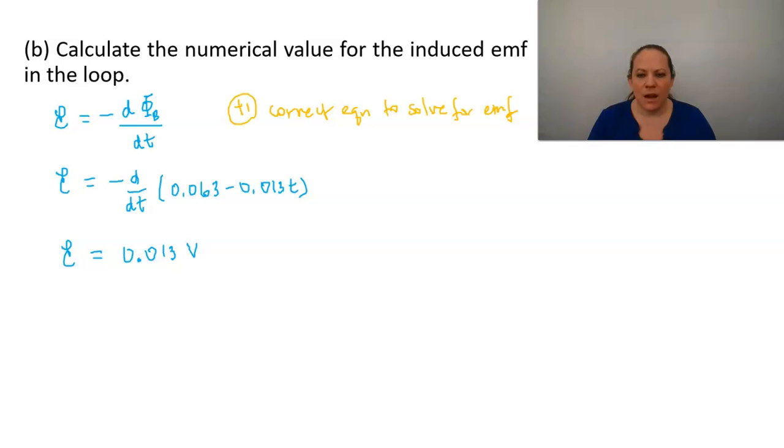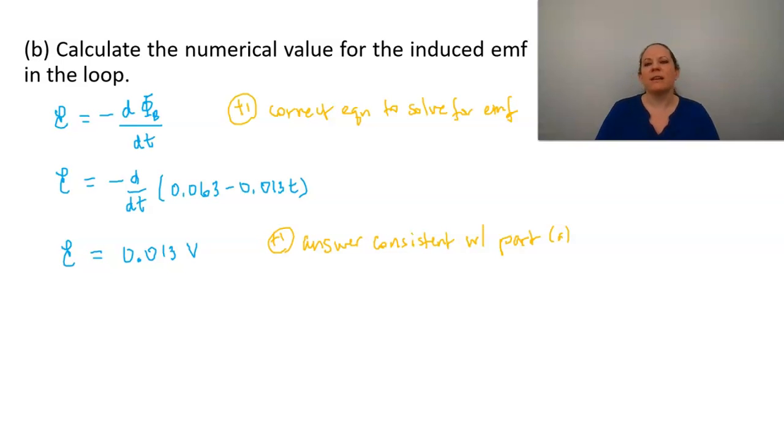And then our final point is for an answer consistent with part A. So if you didn't find the flux correctly in part A, but you used it correctly in part B, you would not be penalized a second time.